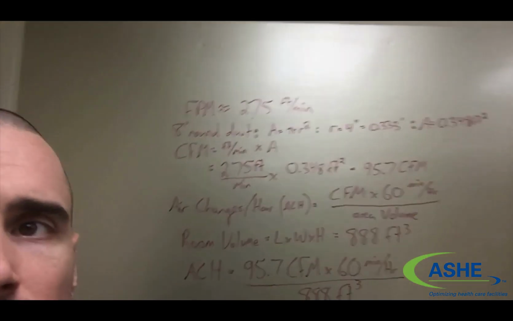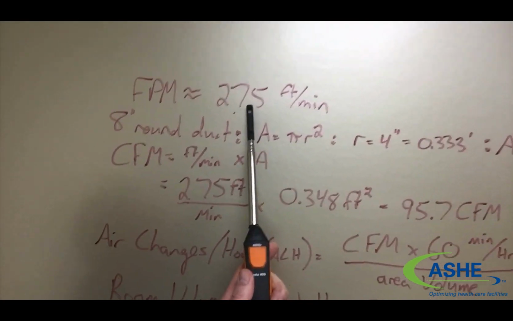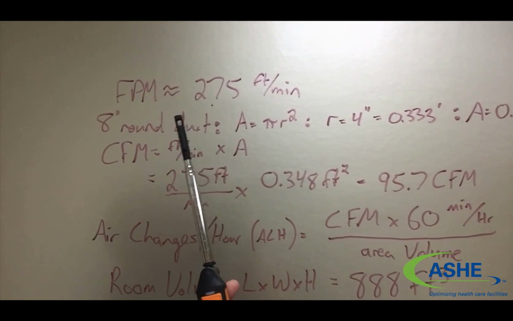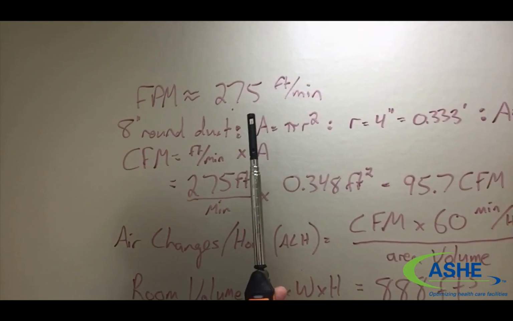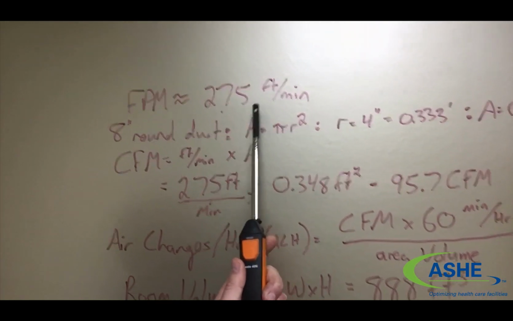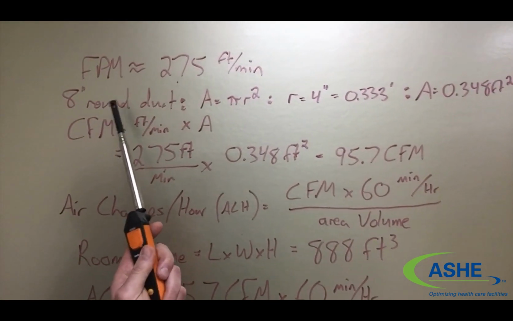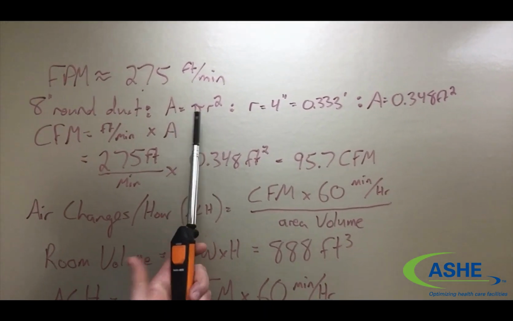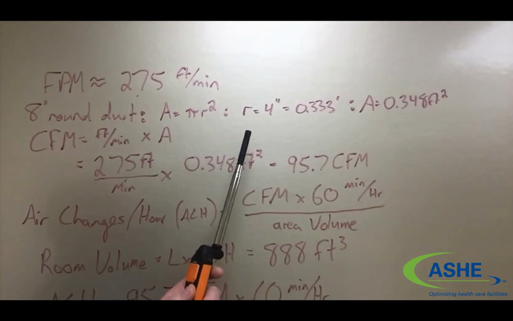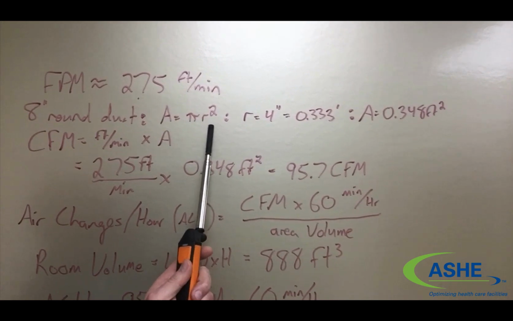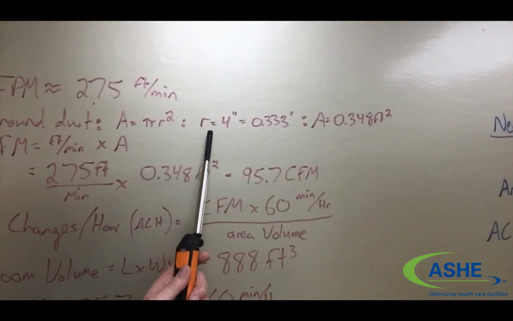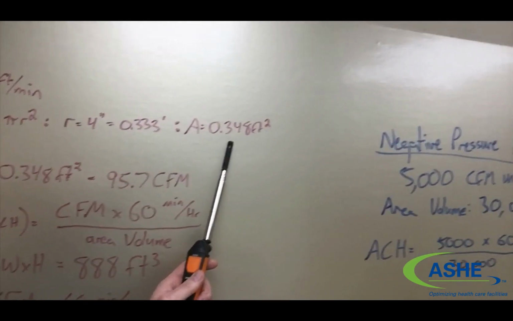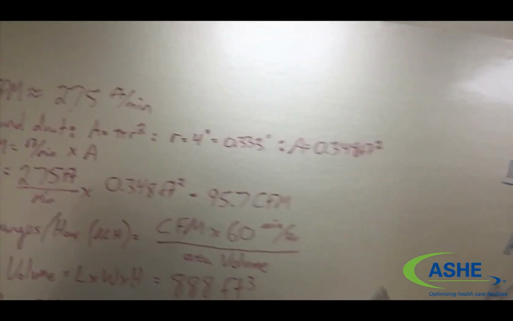My office, for example, like I said, has a single grill, and how I did it was I took this thermal anemometer and went all the way around the grill and averaged the feet per minute. So it has approximately 275 feet per minute. And if you look up in my grill, it's an 8-inch round duct. So the next step is to figure out the area of the duct serving it. 6, 8, 10 inches are the most common serving supply ducts. Pi r squared for a round duct is the area, and the radius is 4 inches, which converts to 0.33 feet. So the area of that duct is 0.348 feet squared.